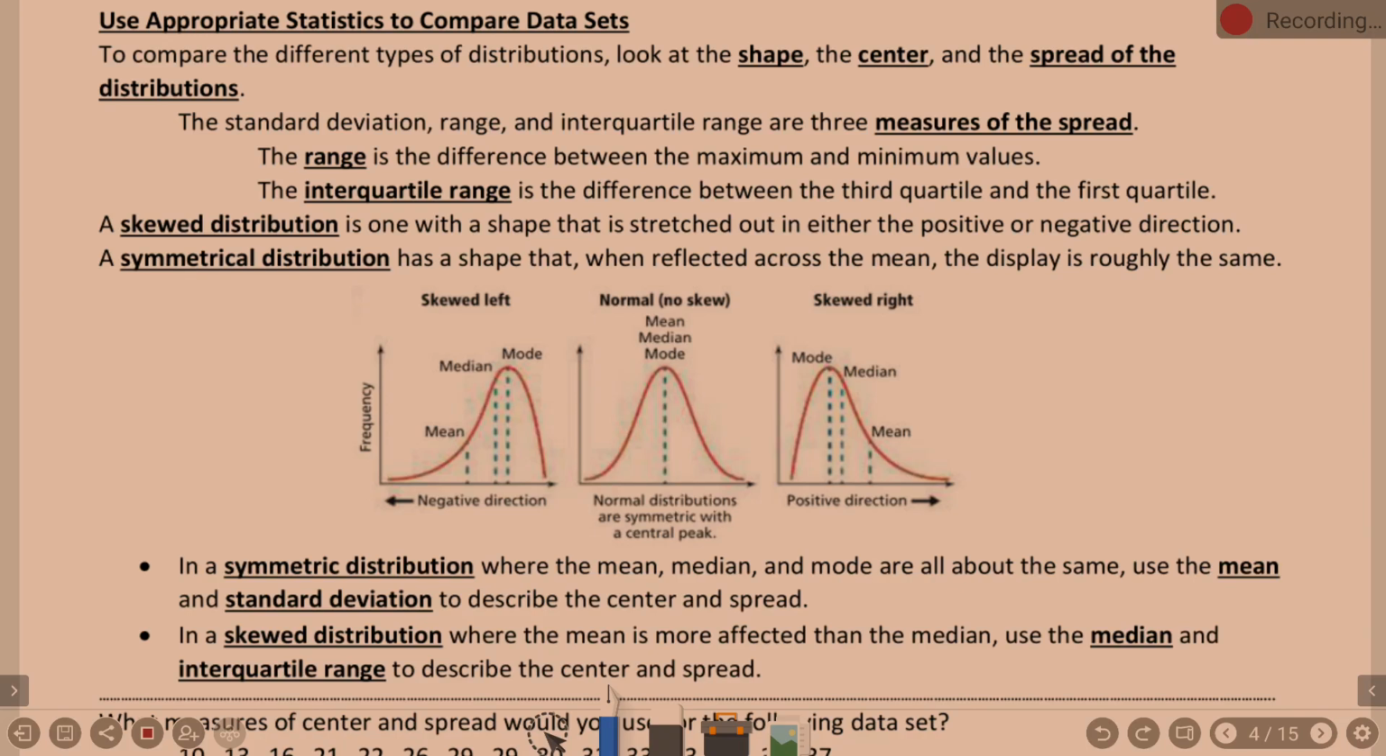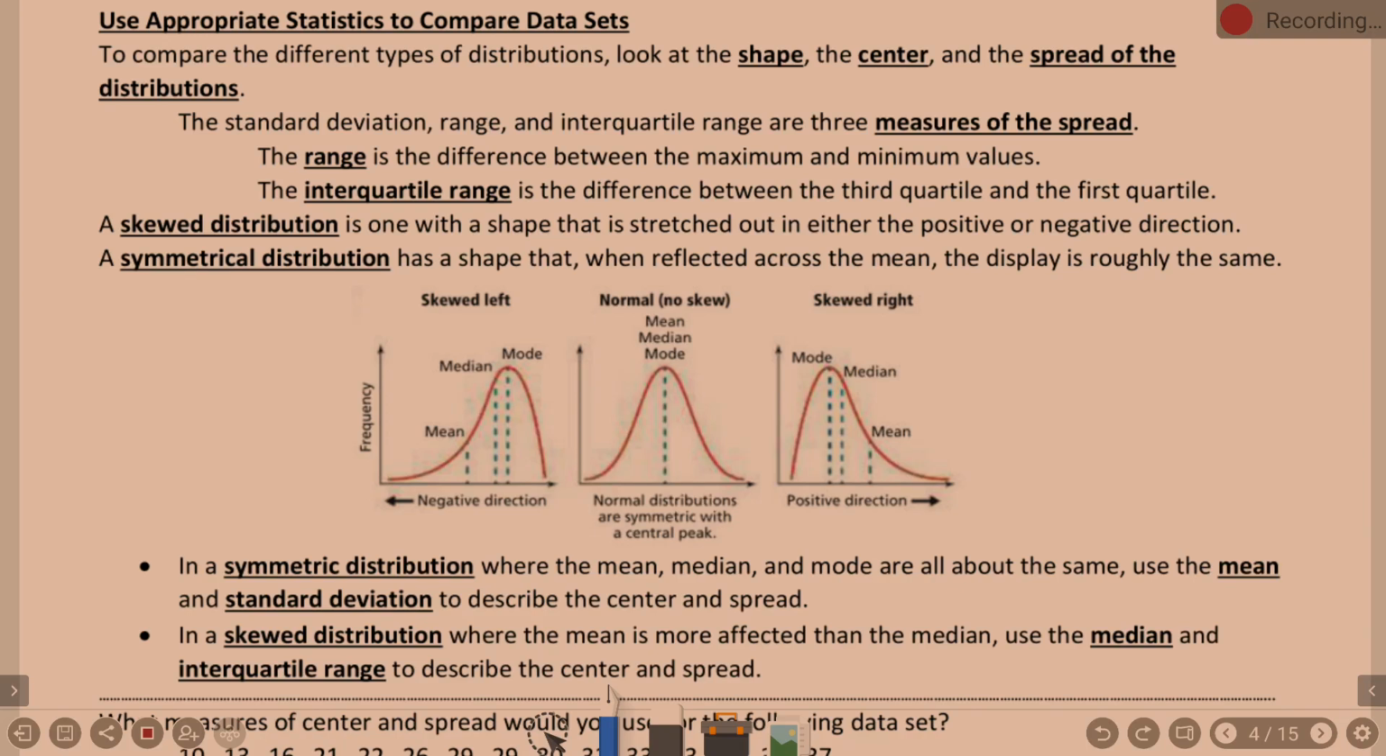Now, we're going to talk tomorrow, stay with me for a moment, about a skewed distribution versus a symmetrical distribution. Skewed distribution is one with a shape that's stretched out in either the positive or negative direction. So, this normal curve down here in the middle, this represents a symmetrical distribution. As a shape, we're going to reflect it across the mean. Basically, the two halves are the same. Okay? This is your normal. This happens when mean, median, and mode are all pretty much the same. As opposed to the skewed ones, where more data is either stretched out to the left or the right, depending on the scenario. Okay, we'll talk about those tomorrow.